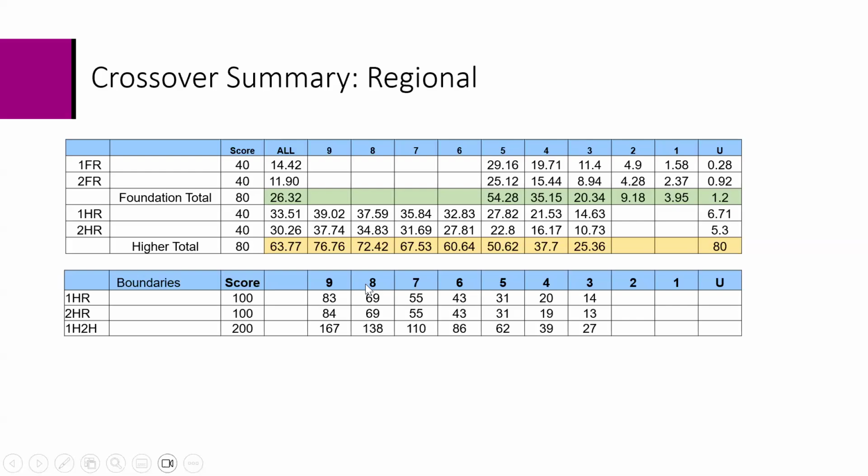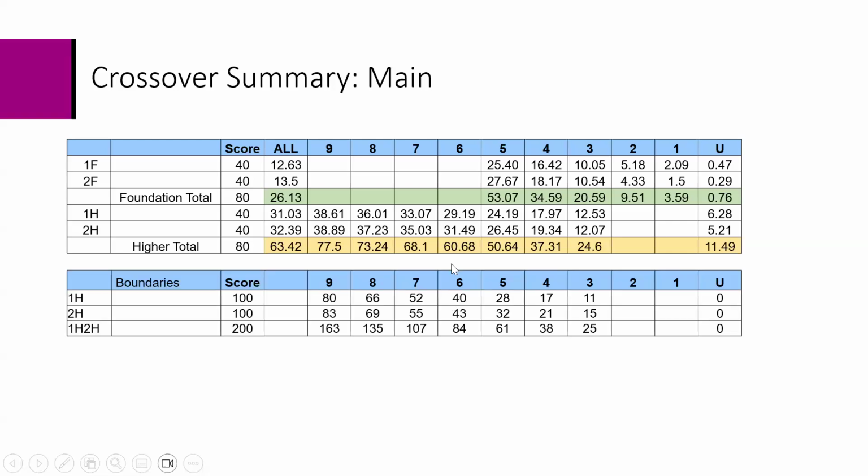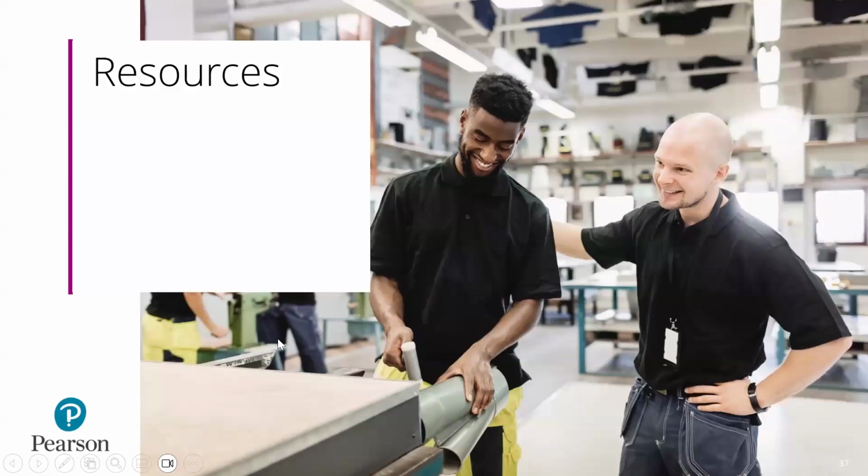If you're using the main papers for any upcoming mocks, I've also got the same equivalent statistics for the main papers on the crossover data in terms of the statistics and the actual grade boundaries themselves. I'm not going to go through those because it's the same principle applied. And then the last section is on resources.